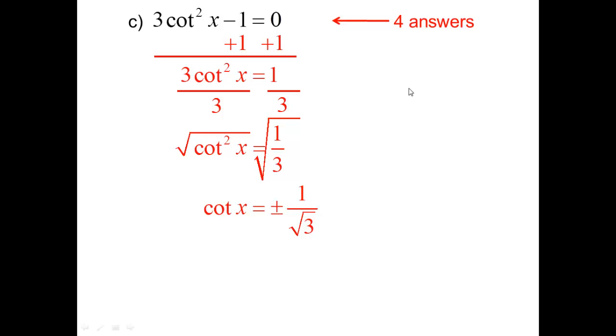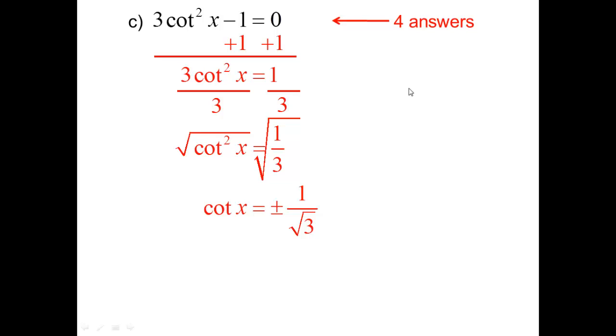And just like before, I could rationalize this into root 3 over 3, but remember, every action we take needs to have some reason behind it. It's not just because we can that we do something. It's because it gets me towards something that I can use. Root 3 over 3 is no more useful than 1 over root 3.